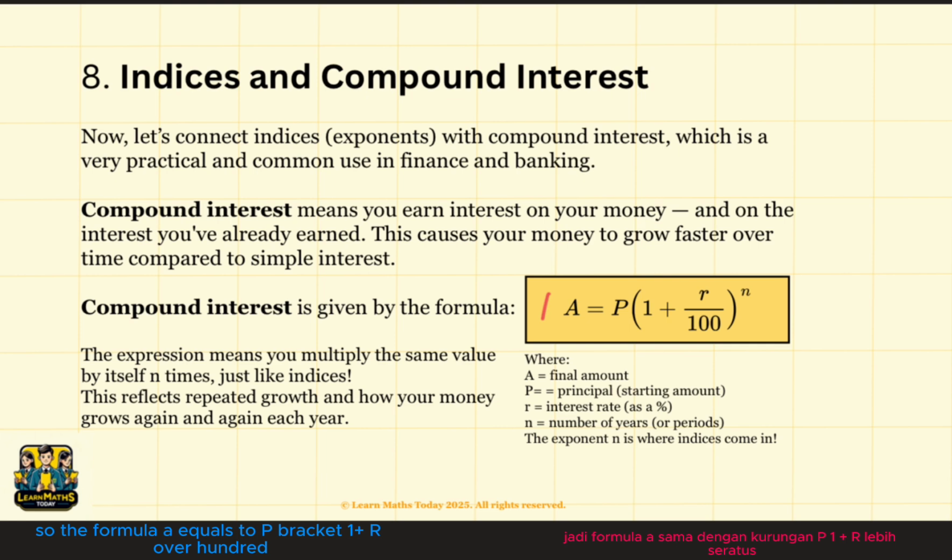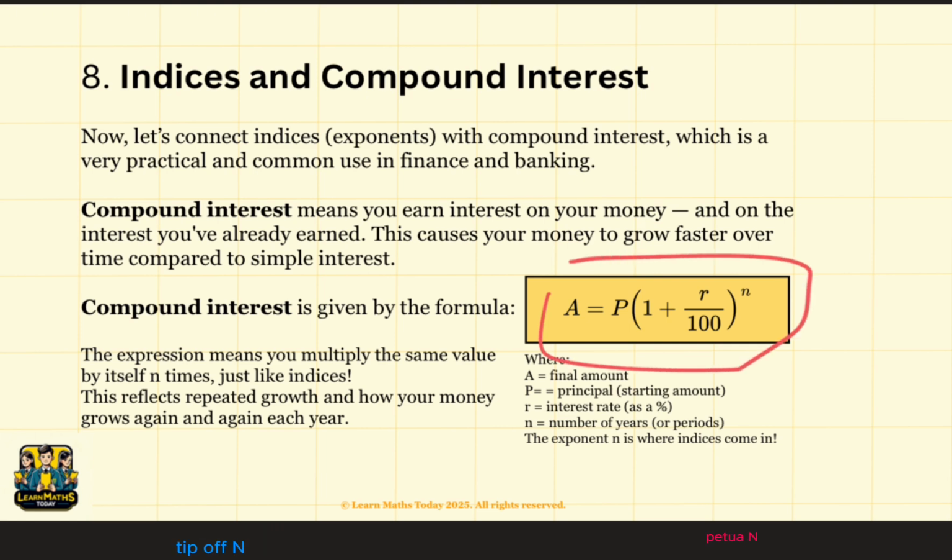The formula: A equals P bracket 1 plus R over 100 to the power of N. Now it's over 100 because usually they give it in a percent. So unless they don't give it to you in a percentage, you don't have to put in 100. But usually they do. Now the N is the number of years. Usually the question will say whether they compounded it monthly or yearly, so you have to tweak the formula to the question.